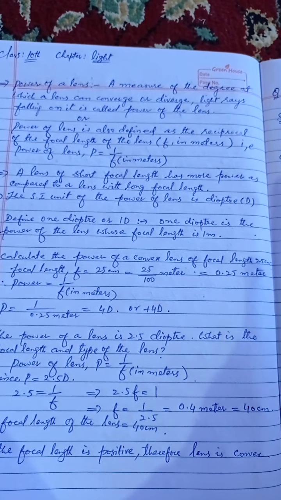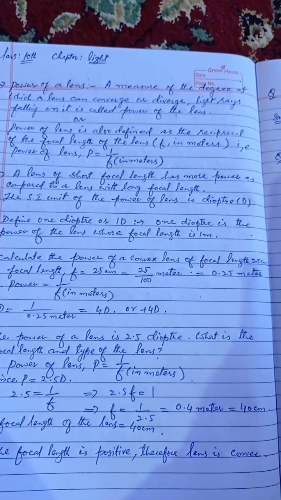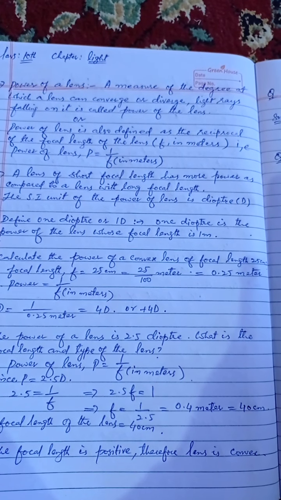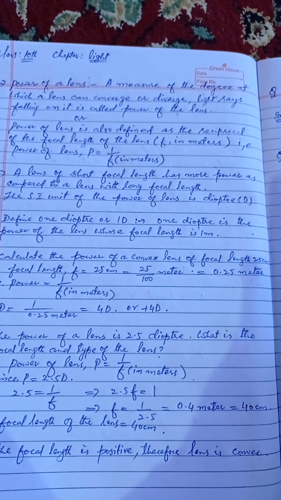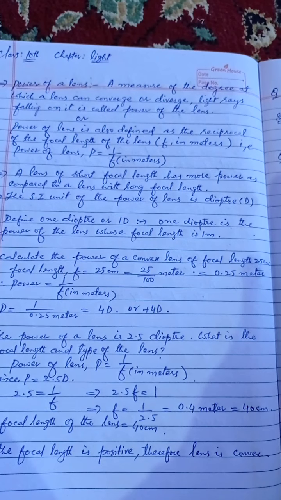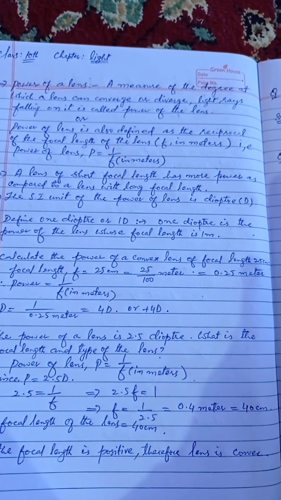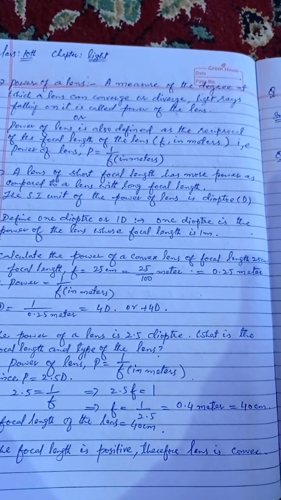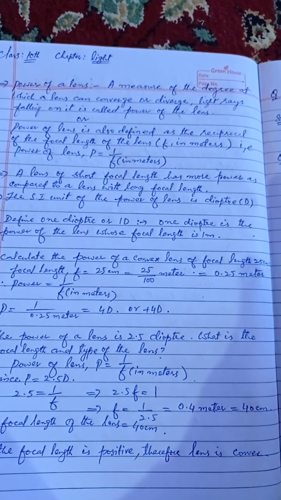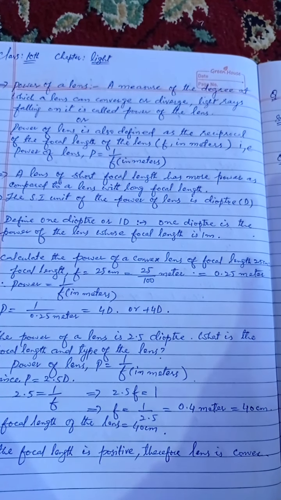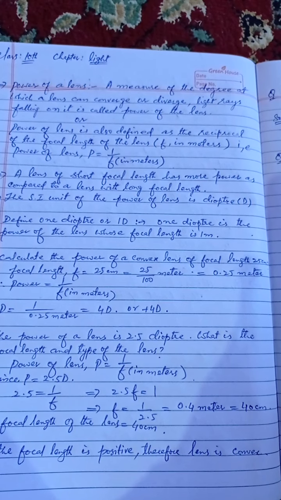In this lecture, I will discuss with you the power of the lens. Dear students, let's define the power of a lens. The power of a lens is basically a measure of the degree at which a lens can converge or diverge light rays falling on it. So, the power of a lens is basically a measure of the degree of convergence or divergence of light rays falling on it.